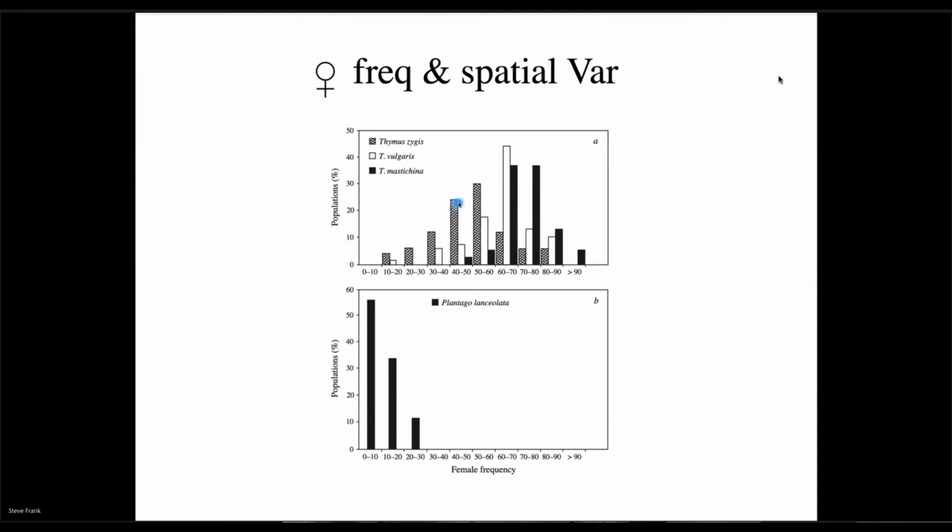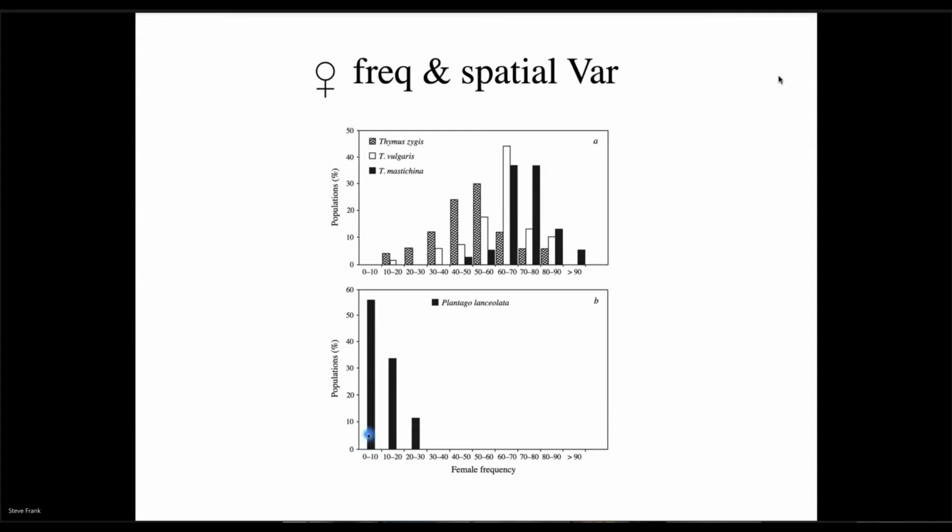There we go. Spatial variation. On the bottom is a species that we'll talk about a bit called Plantago lanceolata. If you happen to be from the northeastern part of the United States, you know this plant, even though you might not think you know it. It's in every lawn as a little weed. It's a very short little plant.